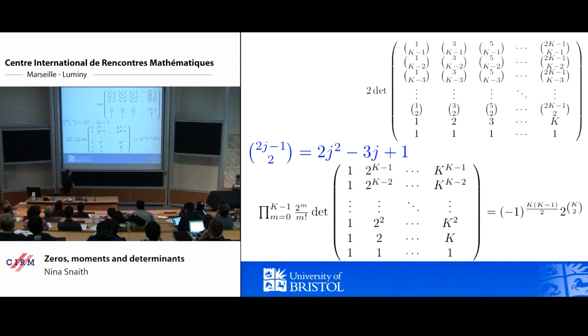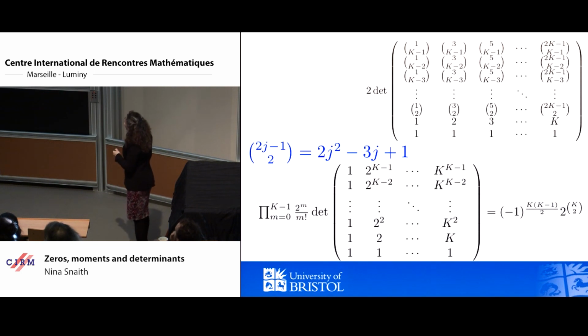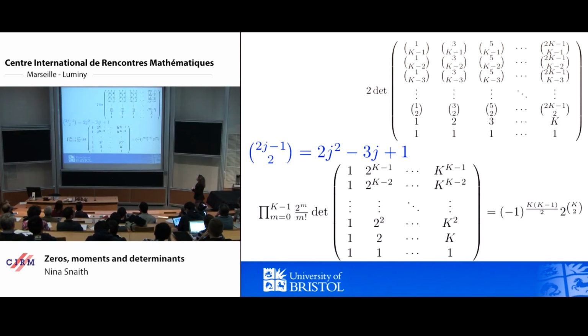Okay, and so we continue this process. So we have 1s in the bottom row, we have j in the second to bottom row, and then if we look at this row here, that's 2j minus 1 choose 2, where j is the column index, which is just a quadratic in j, the column index. And again, we can get rid of the constant term by adding some multiple of the bottom row. We can get rid of the linear term by adding some multiple of the next row down.